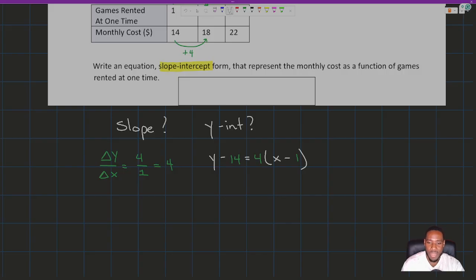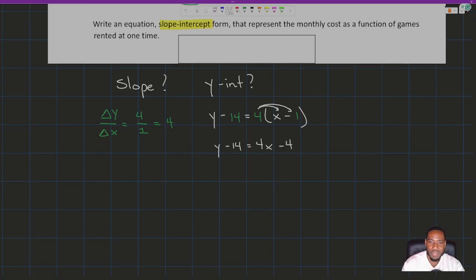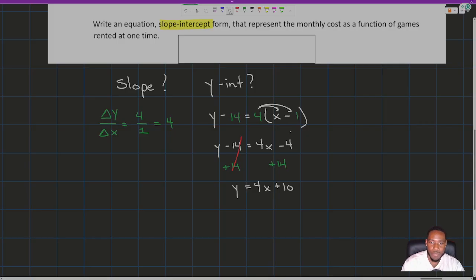All right, now we're going to go ahead and distribute to get this into slope-intercept form. Solve for y. Y minus 14 is equal to 4 times x is 4x. 4 times negative 1 is negative 4. Now we're going to finish off by adding 14 to both sides. Now y is by itself, and we get 4x, negative 4 plus 14 is positive 10. And so that is going to be the slope-intercept form for this line.